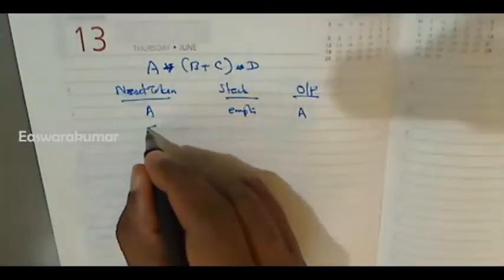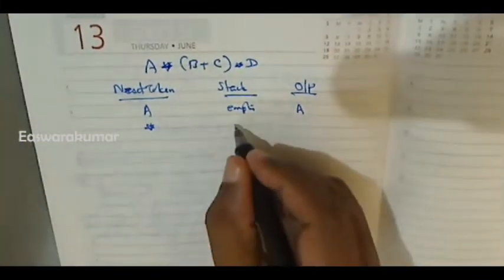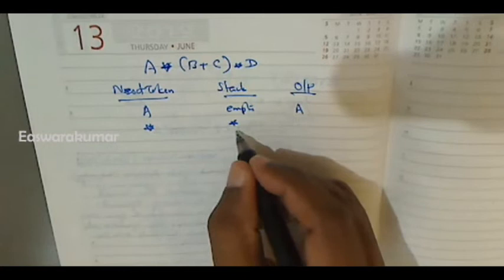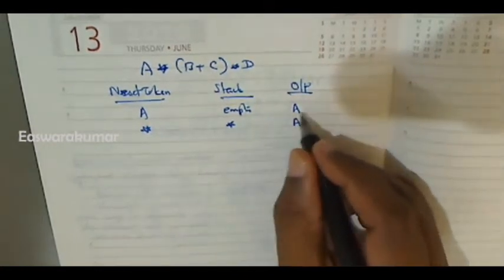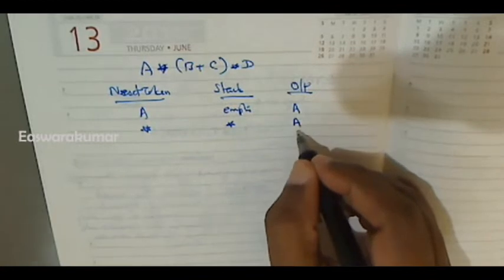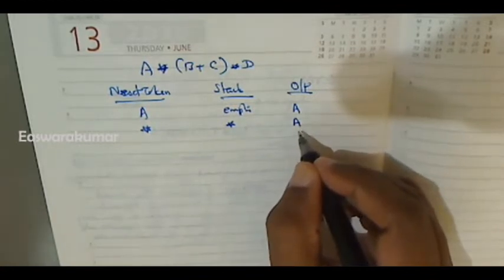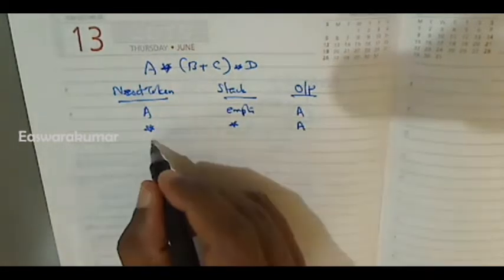So next one is star. Okay, next token is star. That is an operator, so the operator will be inserted into the stack. So in the output there is no change. Whatever we already wrote will be there in the output. Okay, so A. Then after that, next token is left parenthesis.